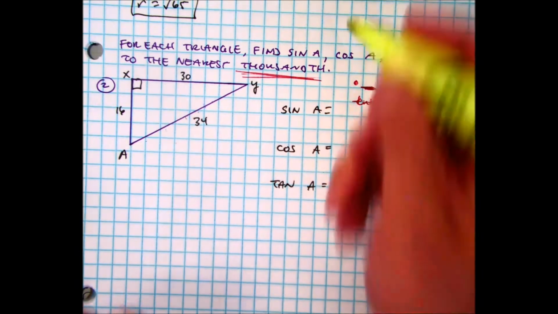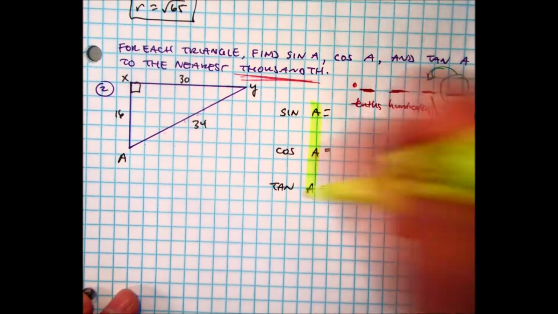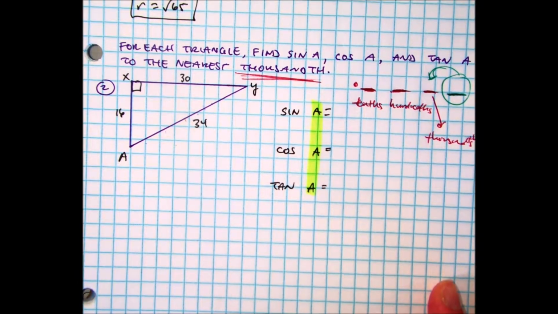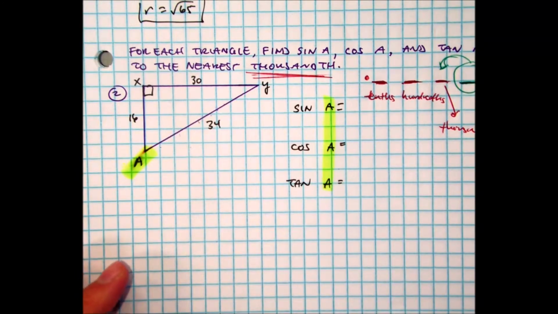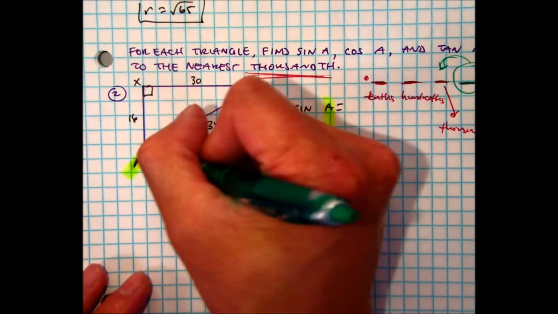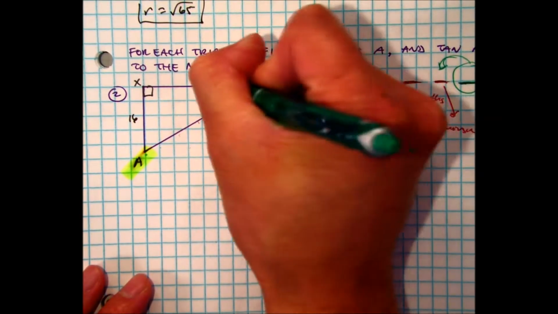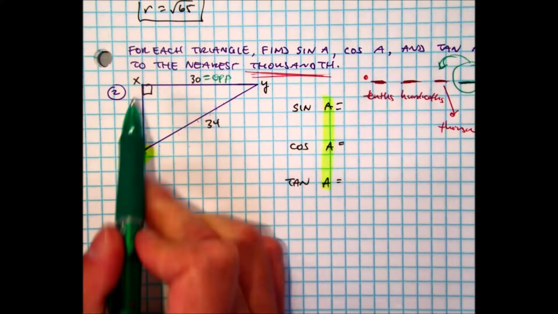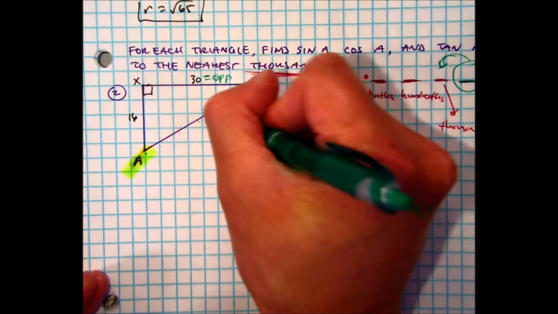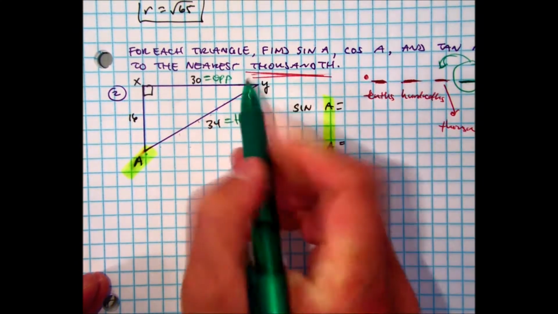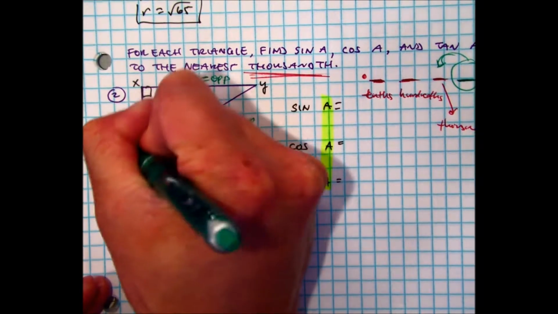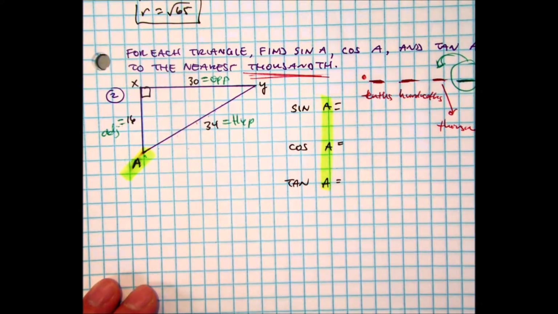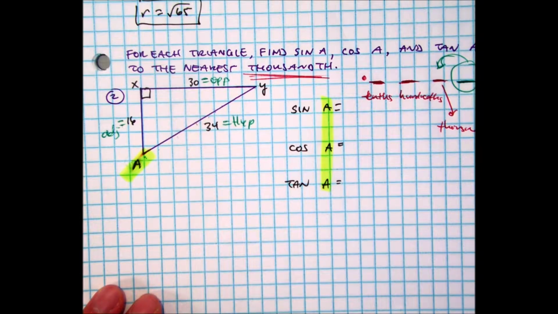Alright, now each of these say the sine of A. This is important because it actually tells us where to start. That's where I'm going to start to label. So this side is the opposite. This one is the hypotenuse. And this one, from A, is the adjacent.